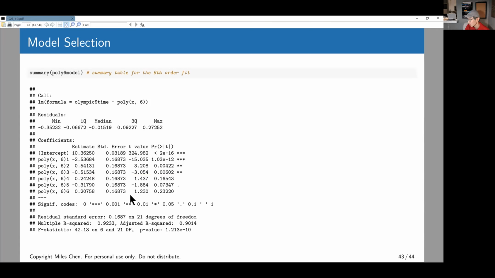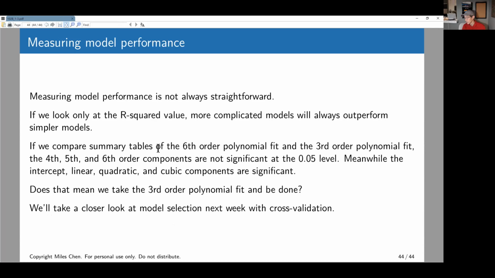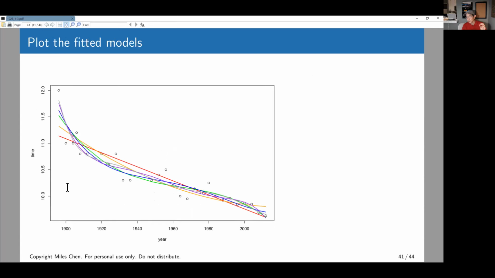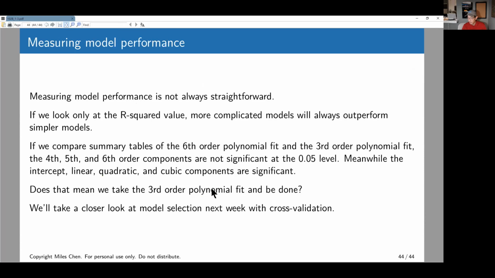And there are other tools that we have at our disposal for deciding which of these is best. And this is the crux of the problem: how do we measure model performance? It's not always straightforward, right? If you only look at the R squared value, I think we know that the more terms you fit, the more complicated your model gets, and your R squared values can keep climbing. You can keep adding more terms and fit some of these extreme values, and you can always reduce the amount of residuals left over, right? So if you only look at R squared, the more complicated models will always outperform. We can look at the summary tables and see that some of these higher order components are not significant at the 5% level.